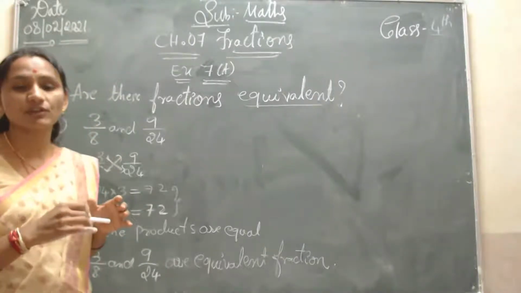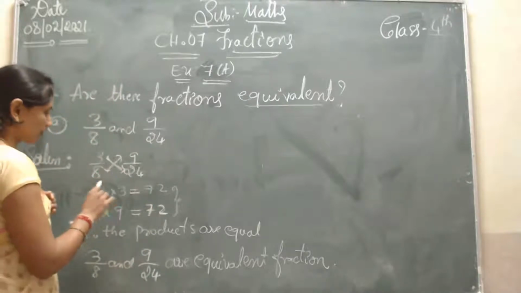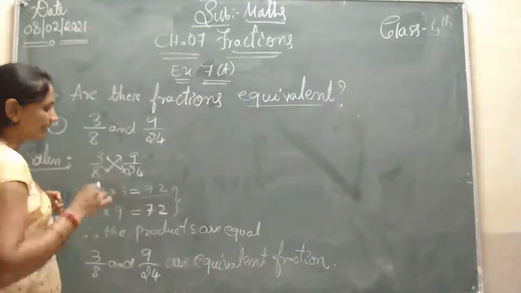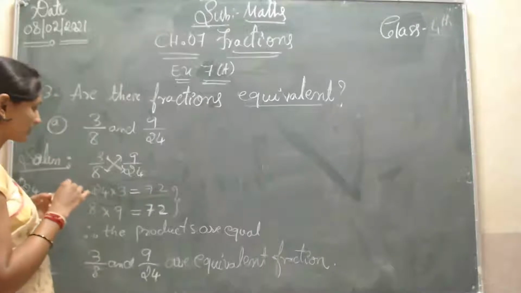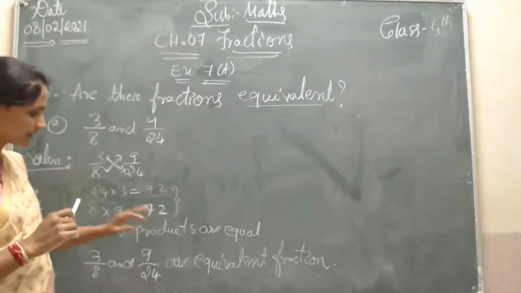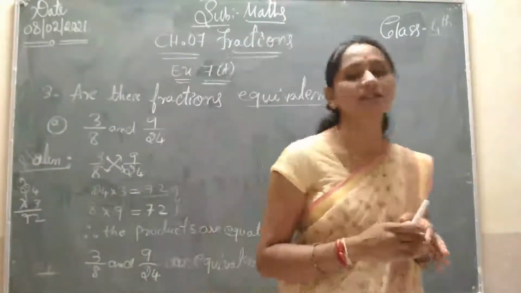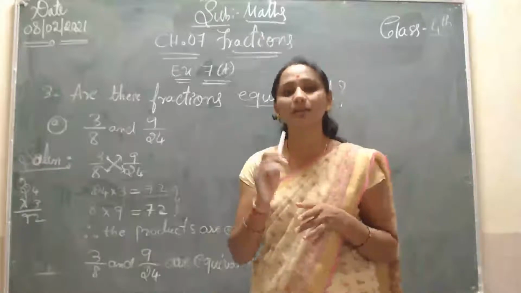So next step, you have to do the cross multiplication. Students, cross multiplication means 3 into 24. 3 into 24, we will get 72. Next, you have to cross multiply the numbers 8 and 9. Yes, we will get 72. Both results are the same number. So this is the equal product, students.